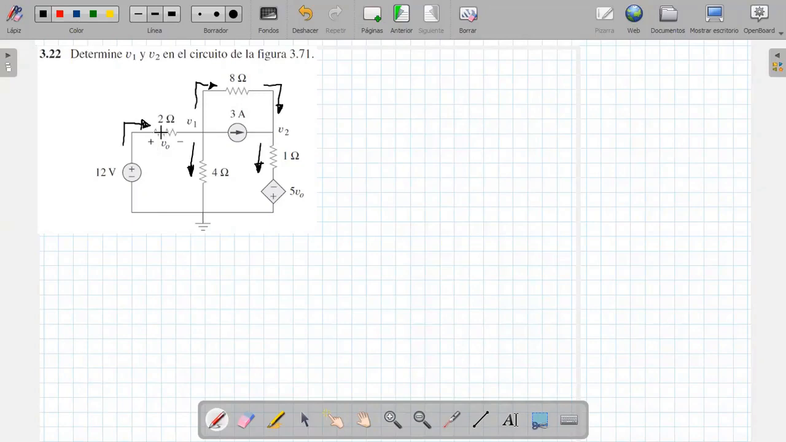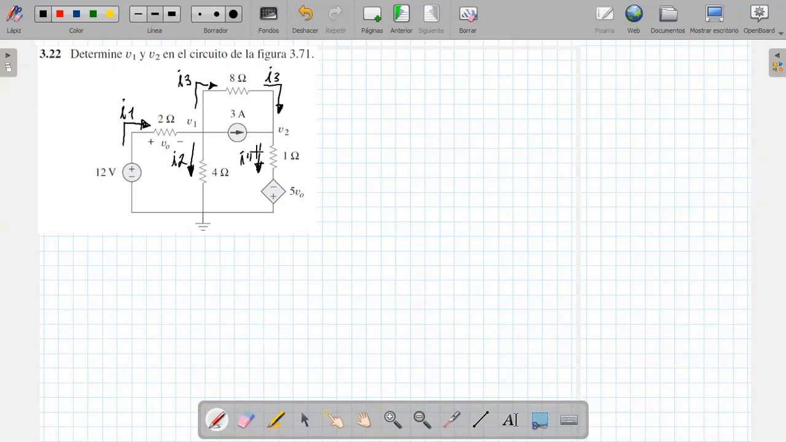Now that the direction of the currents has been demarcated, it remains to give them names. I'm going to call this current I1. I'm going to call this current I2. I'm going to call this current I3, that is, this is the same current I3 over here, and this last one I'm calling I4.